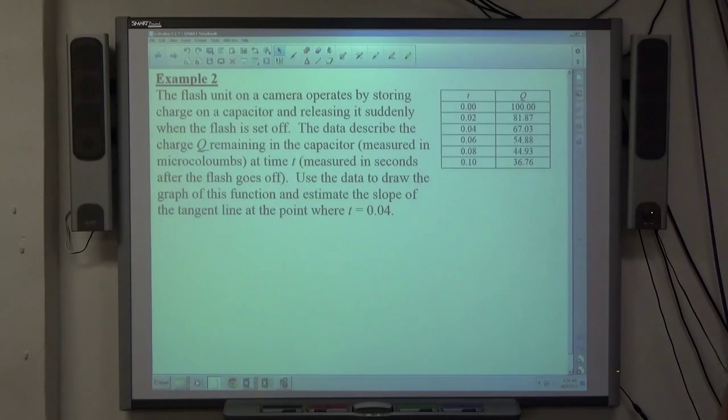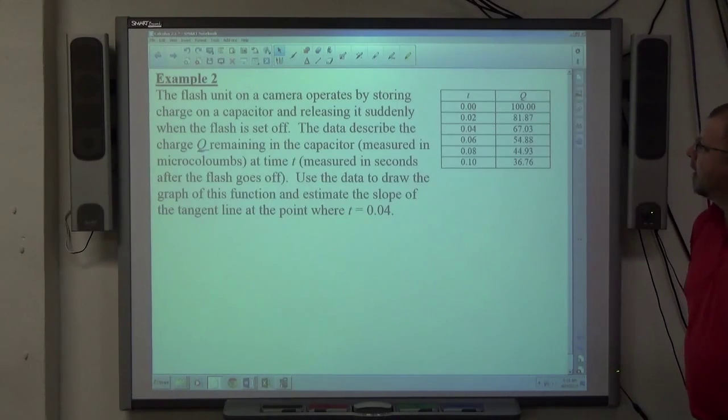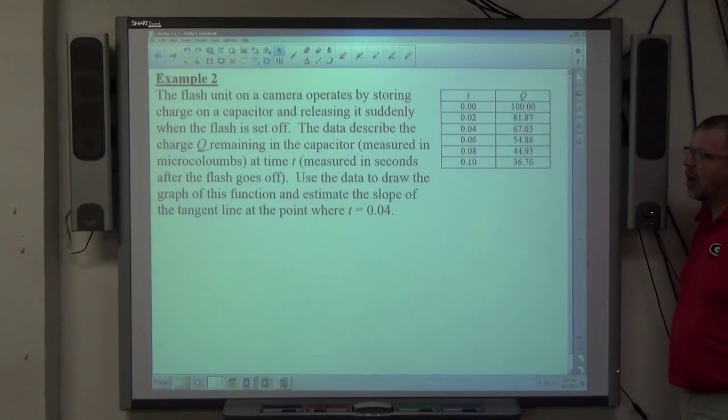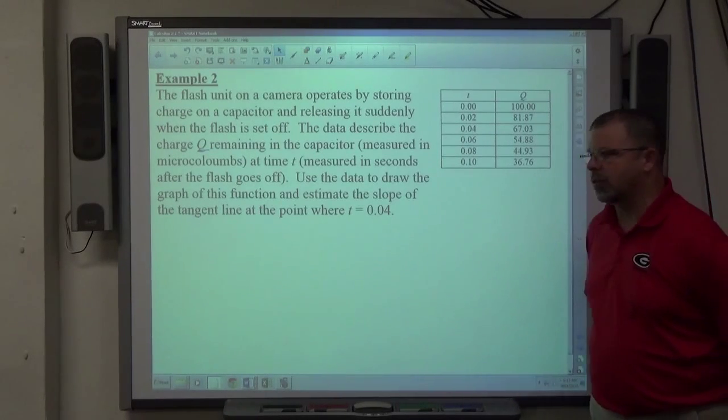All right, example 2. The flash unit on a camera operates by storing charge on a capacitor and releasing it suddenly when the flash is set off. The data describe the charge Q remaining in the capacitor, measured in microcoulombs, at a time measured in seconds after the flash goes off. Use the data to draw the graph of this function and estimate the slope of the tangent line at the point where t equals 0.04.